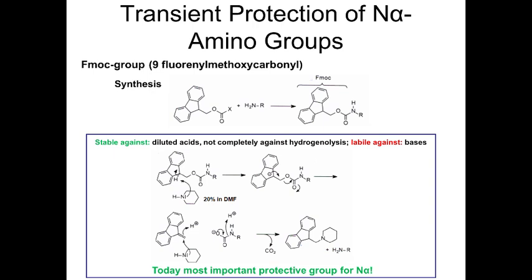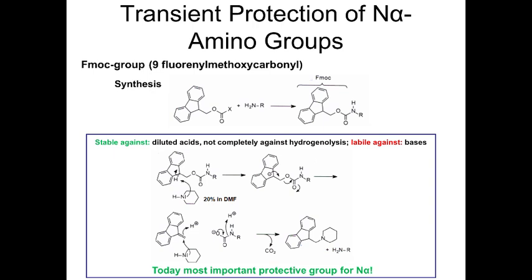In this case, we have a chlorine in the position X, and this forms a formic acid chloride structure or a formyl chloride. In this case, we then achieve the Fmoc-protected amine groups. In contrast to the Boc group that we have discussed before, the Fmoc group is stable against diluted acids, and it's not completely stable against hydrogenolysis, and it's labile against bases.